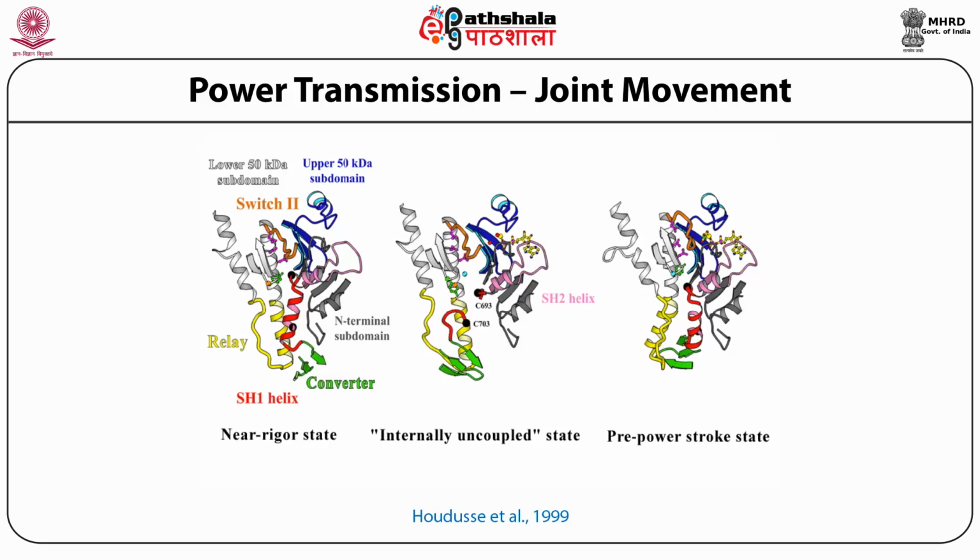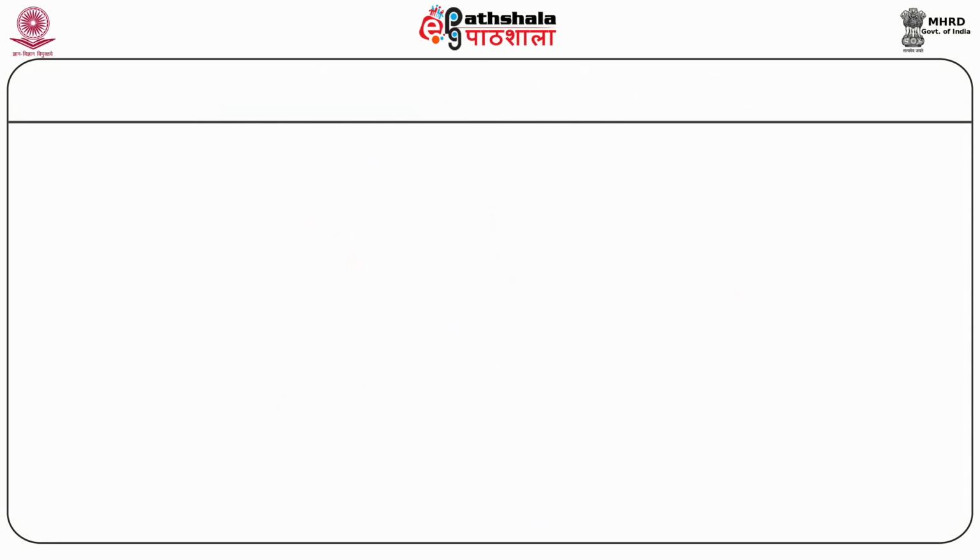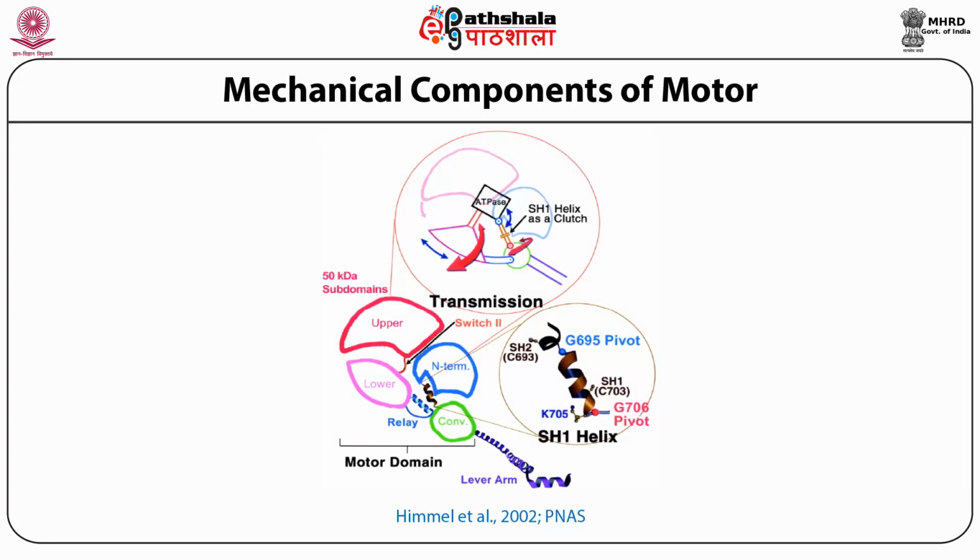Now you can clearly see three conformational states, where the relay, SH1 helix and converter orientations differ. The relay actually pushes the converter to cause the structural changes in the lever arm, and you can see that switch 2, which is connected to the lower subdomain through the relay, causes the structural changes. On the basis of these structures we have shown you here and several structures reported by other groups, several motor mechanisms have been proposed.